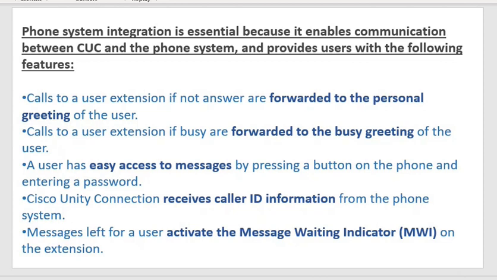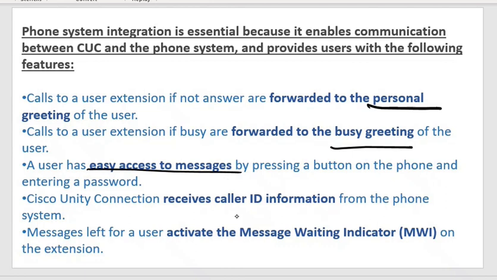So these are some of the greetings. That is the personal greeting. We have a busy greeting: if a person's phone is busy, you can leave a voicemail for that. To access the messages received by that user, you use Cisco Unity Connection. It is an easy method: just press the messages button, which will direct it to the CUC, Cisco Unity Connection. So there is easy access to messages by pressing a button on the phone and entering a password.